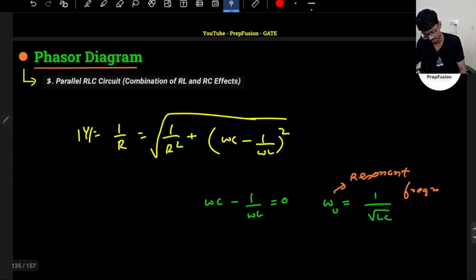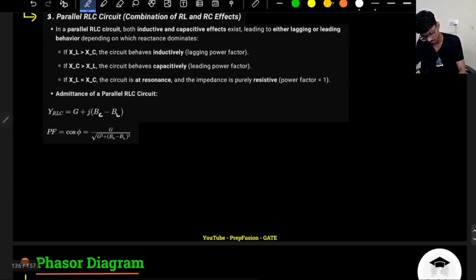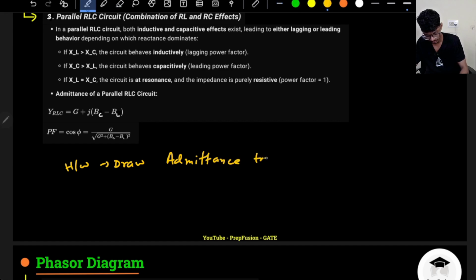So the homework for you is to draw the admittance triangle for each case. Okay, that is homework for you.